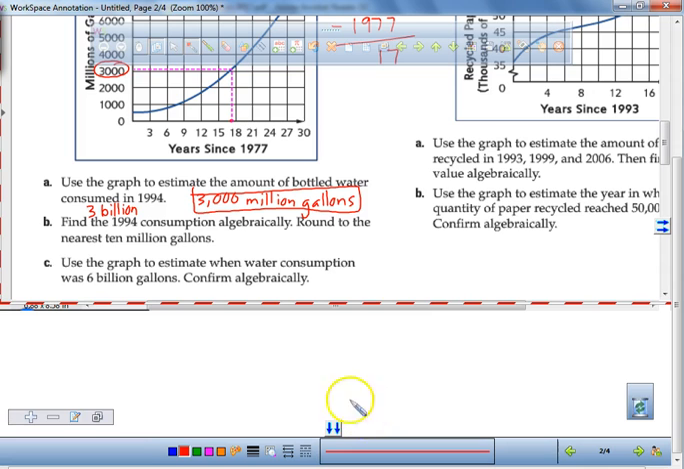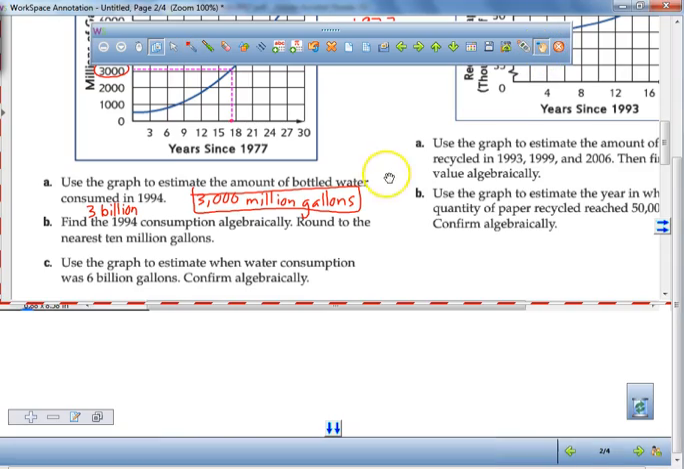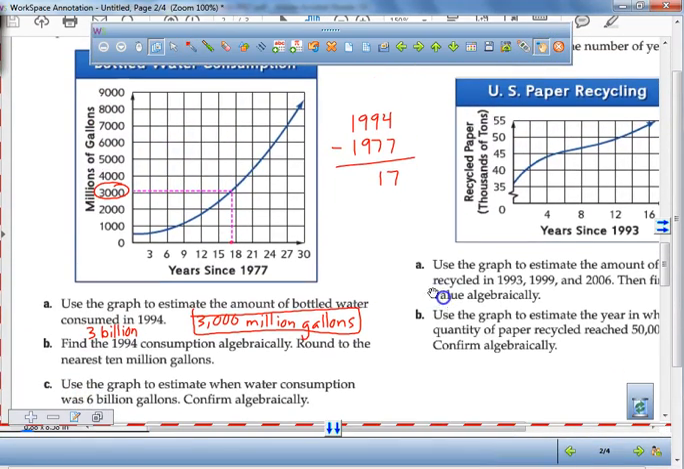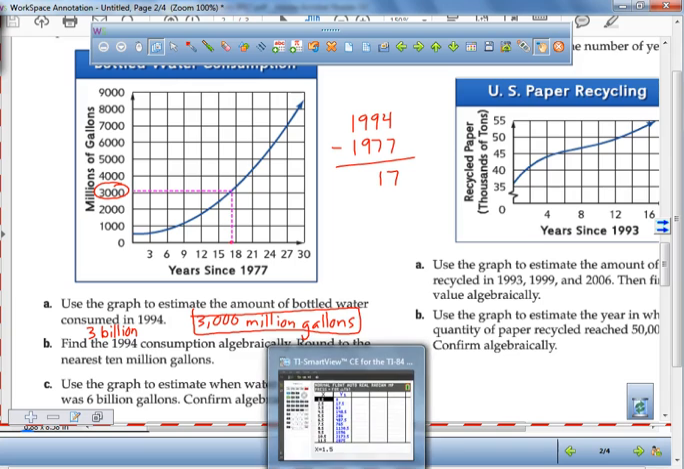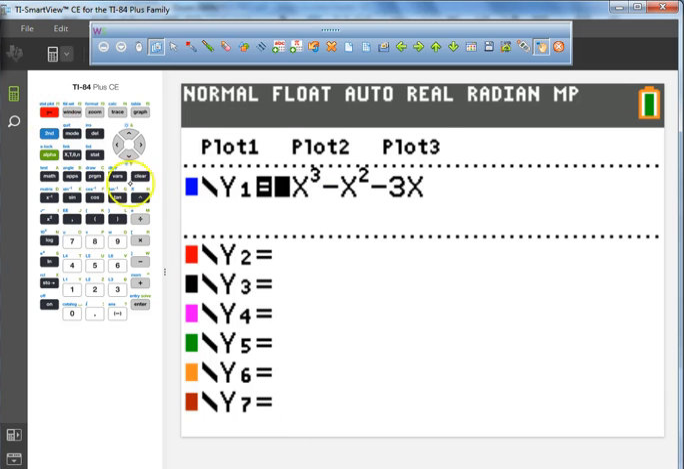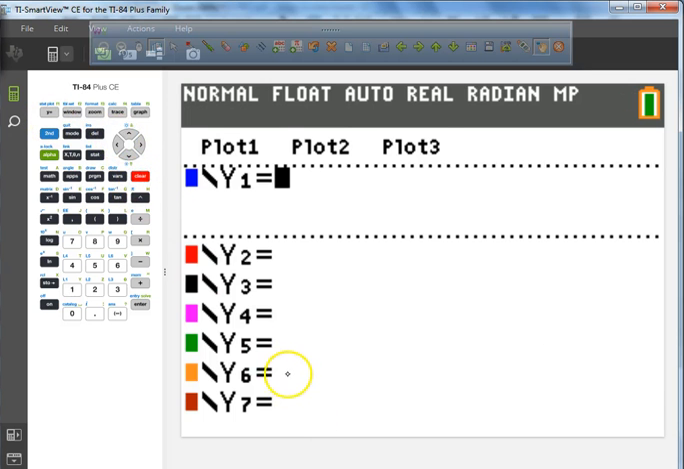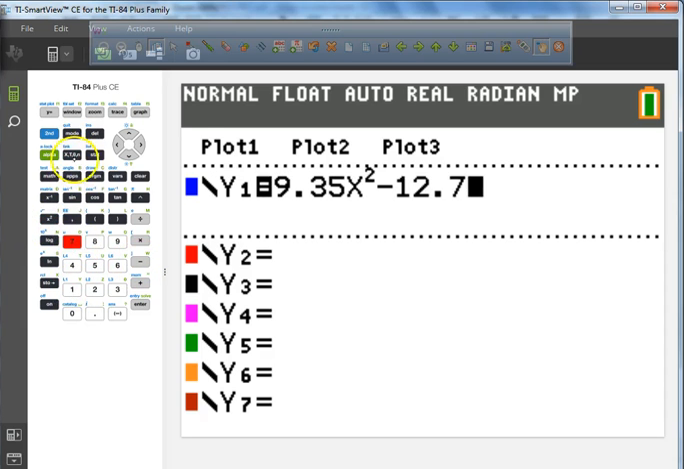That's a good estimate. Now it says find what? Find 1994 consumption algebraically. Round to the nearest 10 million gallons. Okay, so what we're going to do, we're going to use our equation. Except this time we're going to use our graphing calculator. Go to y equals. Clear this out. Emily, can you tell me the equation, the function that goes with that particular graph? 9.35 x squared minus 12.7 plus 541. All right, so right here.